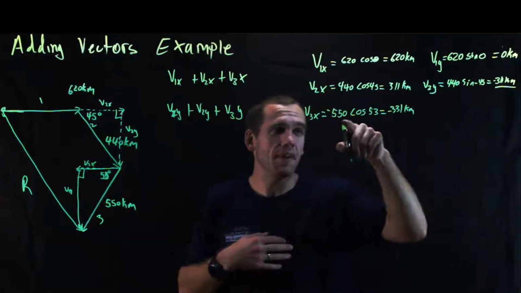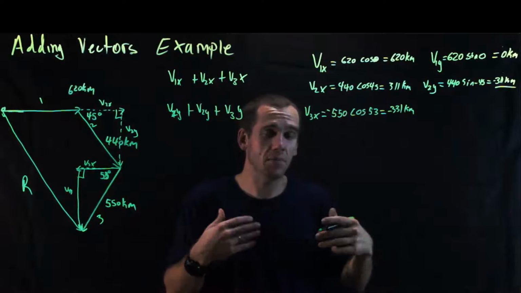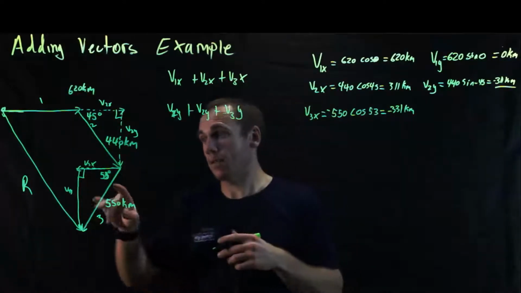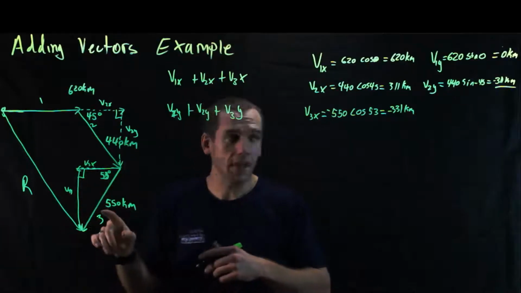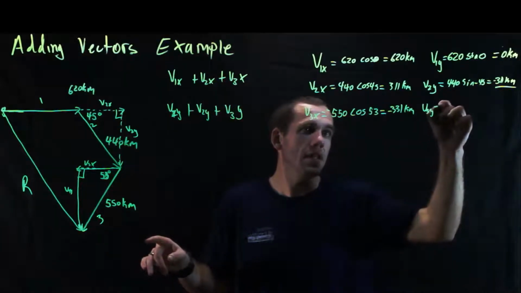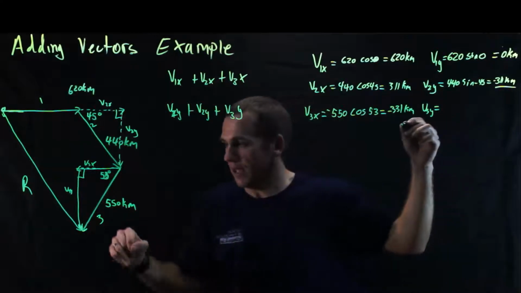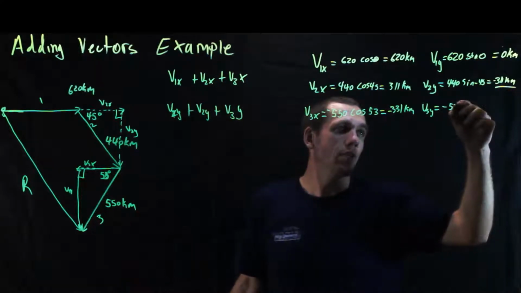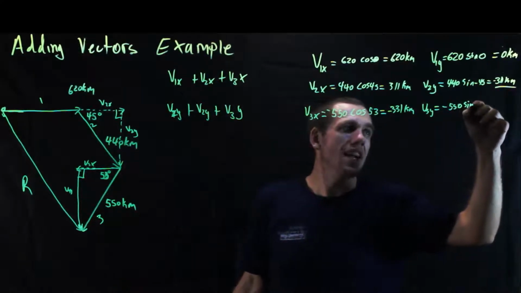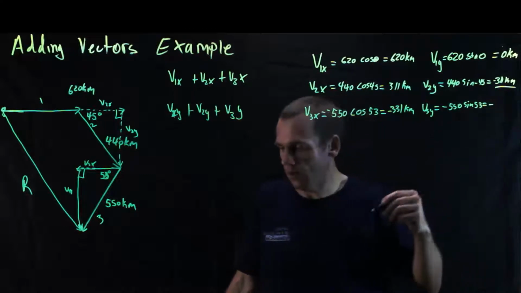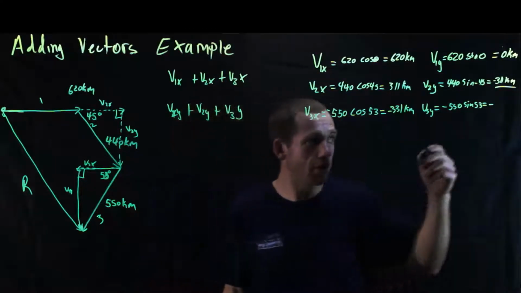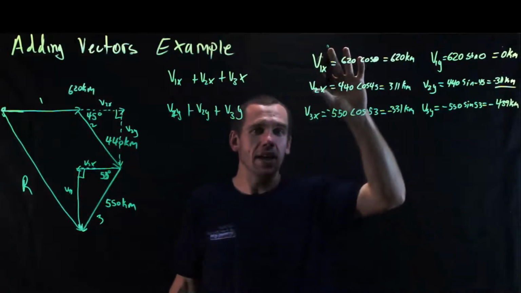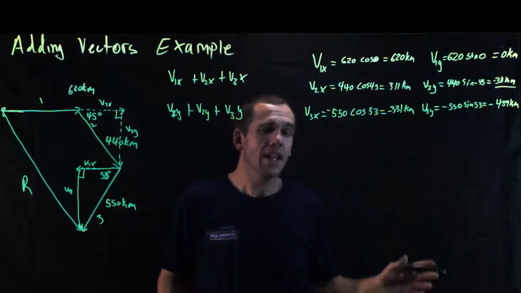Again, if you just type in 550 cosine 53, your calculator is going to put that in the first quadrant, and you're going to get a positive 331 when you should get a negative 331 based off your picture. And then V3y is equal to 550, but again, that's a negative 550 because it's going in the negative y direction there. So negative 550 sine 53, and that's equal to negative 439 kilometers.